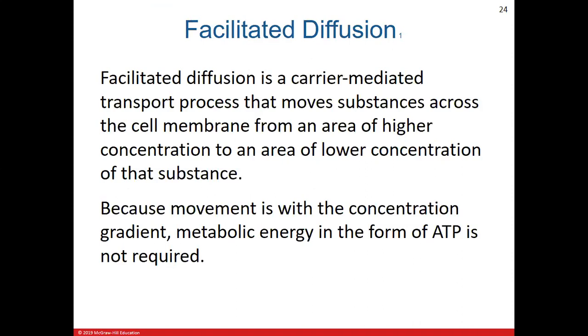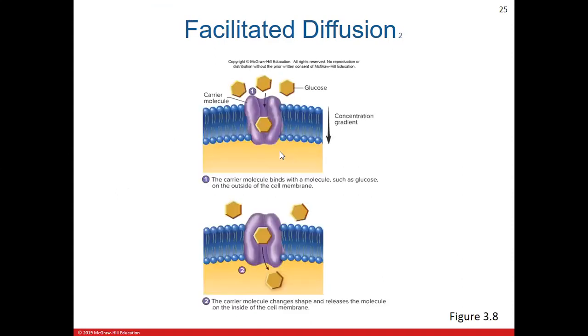And so here's your definition for facilitated diffusion. It's carrier-mediated because it requires the presence of a carrier, in this case, a protein channel. It allows the movement of substances across the cell membrane. Notice that it's still from high concentration to low concentration, so that means it's still diffusion. And that also means it does not require energy to take place. So this example shows you facilitated diffusion or carrier-mediated diffusion.